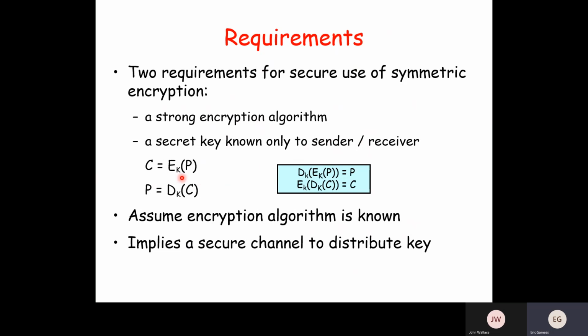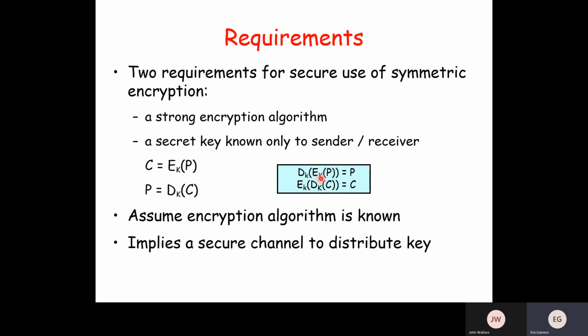So let's say that E is the encryption algorithm. D is the decryption algorithm. K is the key. P is the plain text. And C is the ciphertext. So when you encrypt the plain text using the key, you will get the ciphertext. When you take the ciphertext and decrypt it using the symmetric key, you will go back to the plain text.